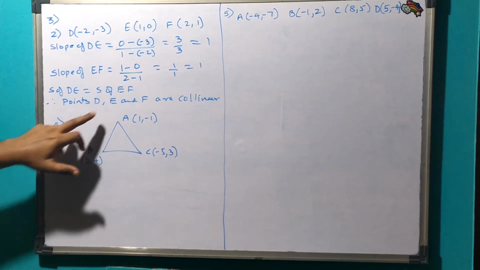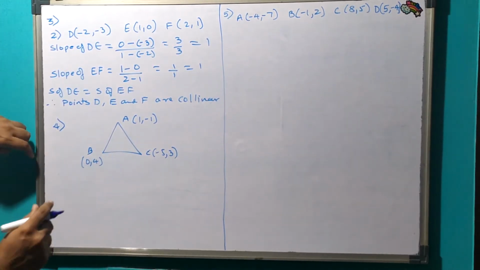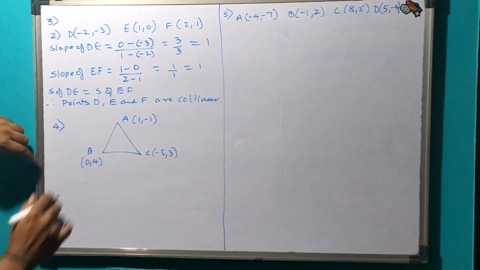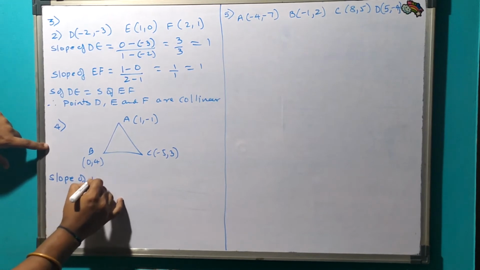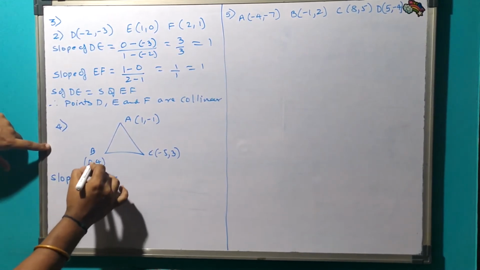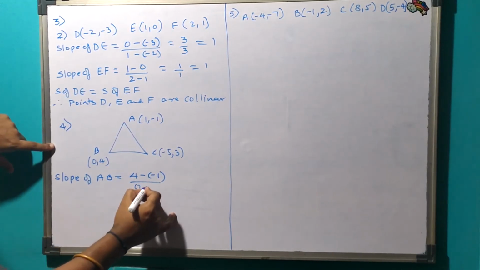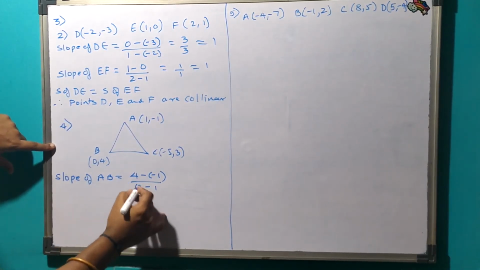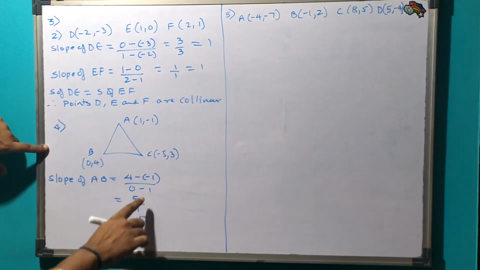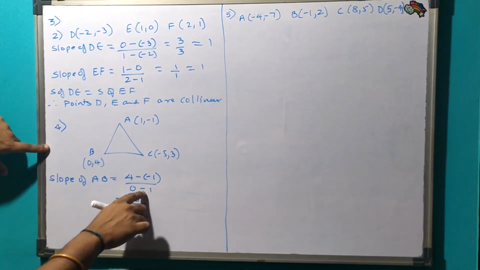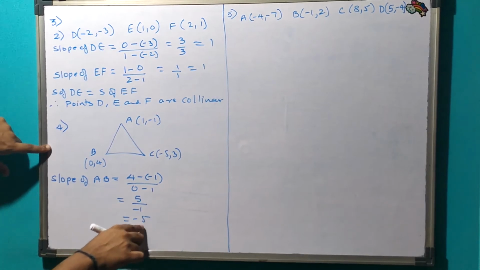Over here for the fourth sum, triangle ABC has been given. Various values have been given. They have told us to find the slopes. You can write the same way. Slope of AB will be B minus A. That is 4 minus minus 1, 0 minus 1. This will become 5 upon minus 1. So the answer is minus 5. How? Minus minus plus, so 4 plus 1 is 5. And 0 minus 1 is minus 1. So you will get minus 5.